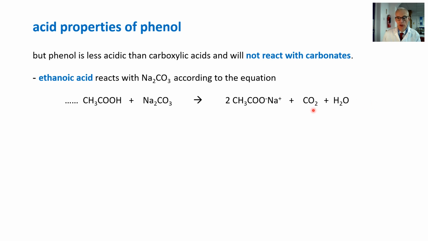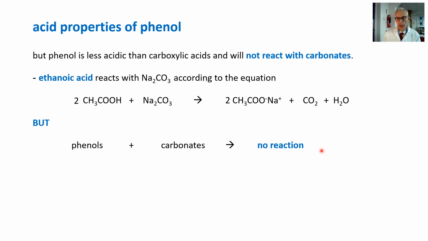So carbon dioxide is the gaseous product. The salt, sodium ethanoate, and of course we need to balance with 2 ethanoic acids. But, as I stated a little earlier, phenols and carbonates, there is no reaction.